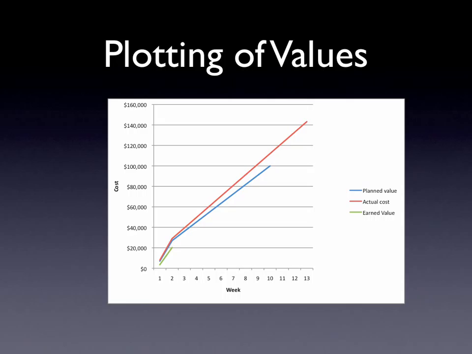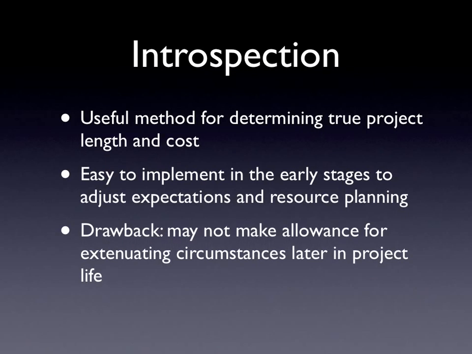By highlighting the planned, earned, and actual values in the Excel sheet, we can make a line graph to illustrate the values. As you can see, the red line represents actual cost and shows the project will run longer and be more expensive than anticipated.